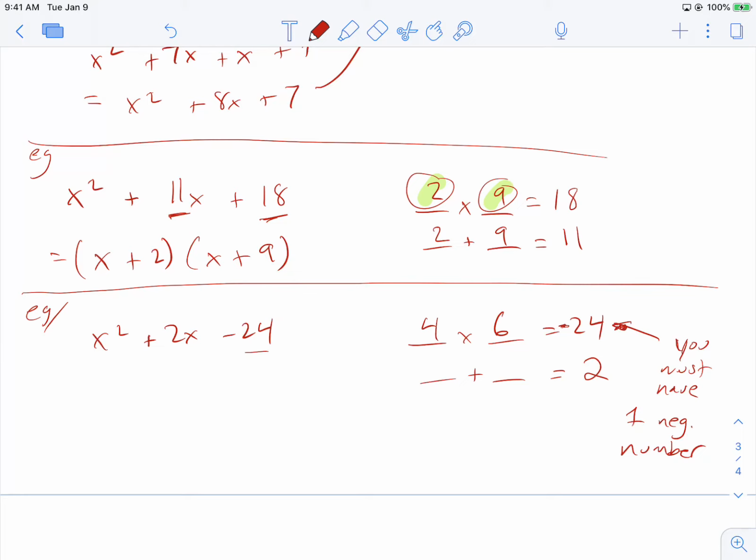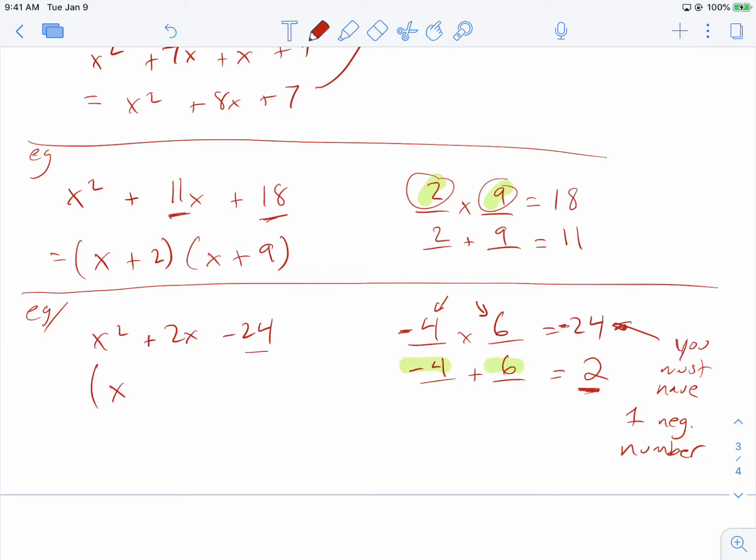Well, 4 times 6 does give me 24, but I need to make it negative. So I have to choose, do I want this number or do I want this number to be negative? And the easiest way to know is just look at this guy here. This number is positive. So since this number is positive, you want to make the bigger number positive. So what's that mean? We'll make the smaller number negative. So now, negative 4 times 6 equals negative 24. Perfect, that checks out. And negative 4 plus 6 is going to equal positive 2. So good, we have our two magic numbers. We found them. They are negative 4 and positive 6.